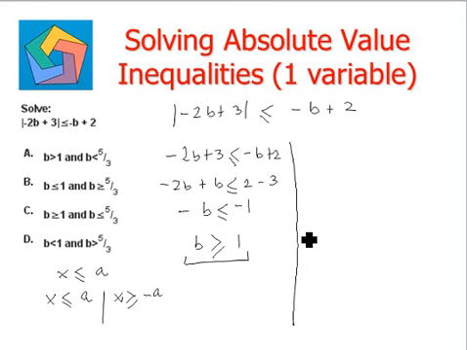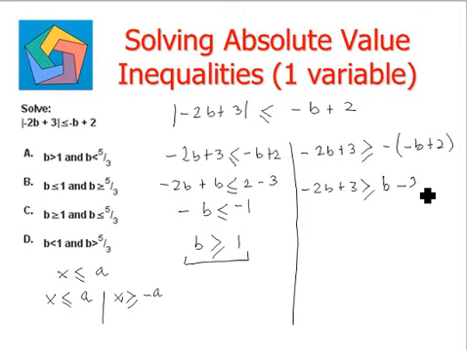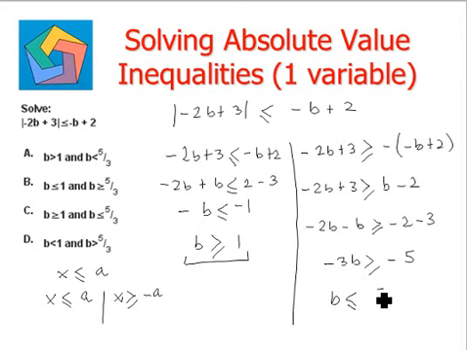Working on the second, we have negative 2b plus 3 greater than or equal to negative of negative b plus 2. So here we solve the inequality. This becomes b minus 2. To find out the value of b, we transpose and bring b to the left side and take the positive 3 to the other. Negative 2b minus b is a negative 3b. It's greater than or equal to negative 5. We divide by negative 3 on both sides. So b less than or equal to 5/3.